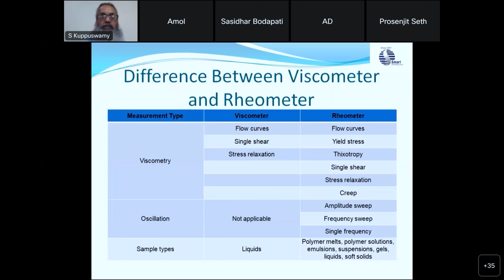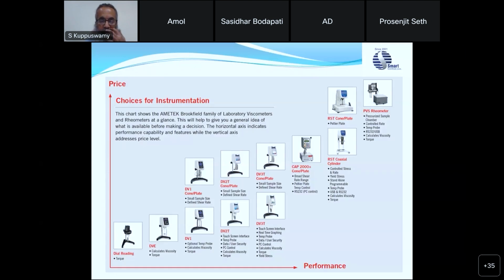Then these are some differences between a viscometer and a rheometer. Then Brookfield has a choice of instruments for viscometry and rheometry. If you look at this chart, price versus performance, a dial reading viscometer is the cheapest and a very basic model. It's a totally analog instrument, so the dial on the instrument gives the torque.